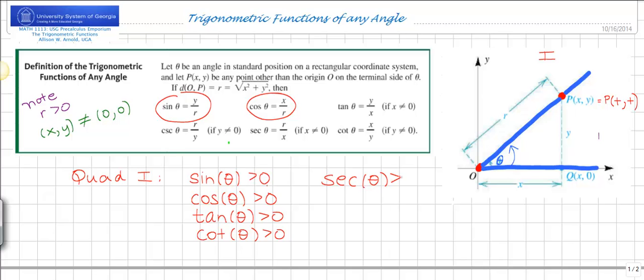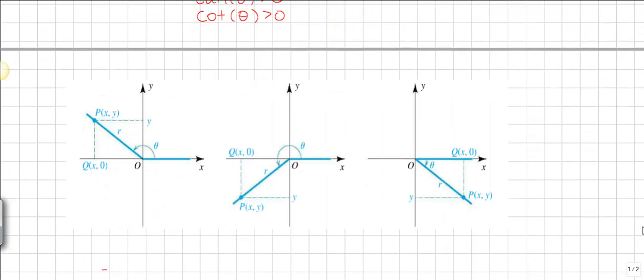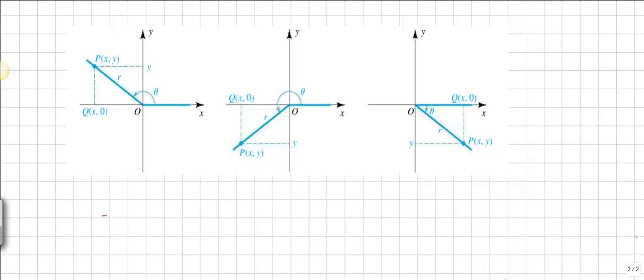Okay, but what about the other quadrants? Well, it will really depend upon the position of the point (x, y), because r, we know, is positive by default from its definition. So let's look at the other quadrants.